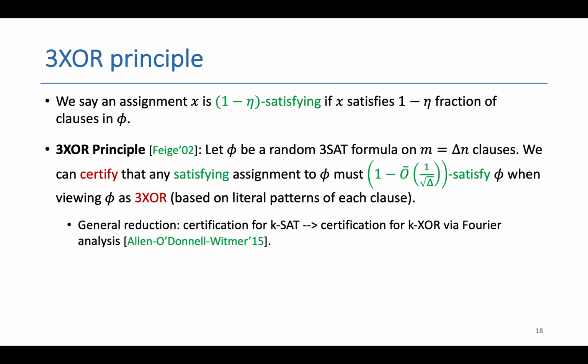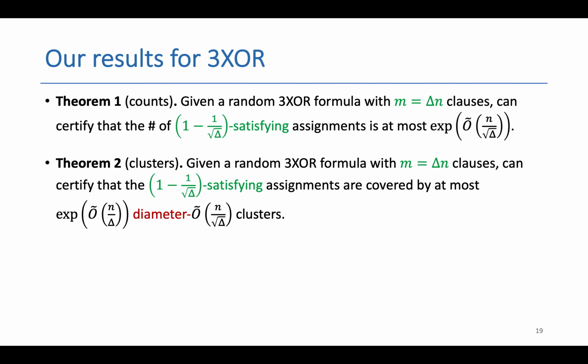Okay, so the fact that any satisfying assignment must satisfy most clauses of 3-XOR lets us study 3-XOR instead. In particular, given a random 3-XOR formula, we'd like to certify bounds on the number of 1 minus 1 over square root delta satisfying assignments. So here are theorems 1 and 2 for 3-SAT, just rephrased for 3-XOR.